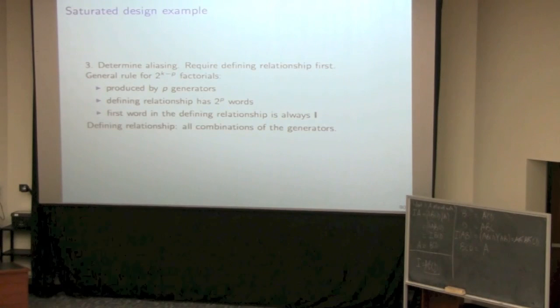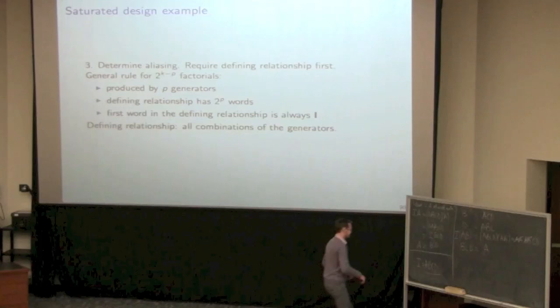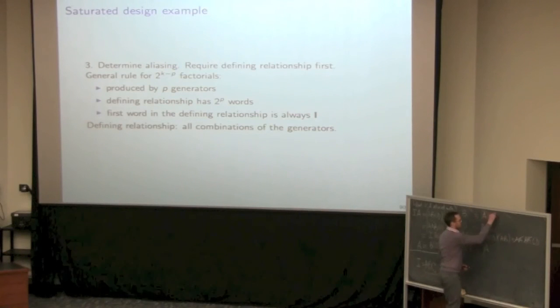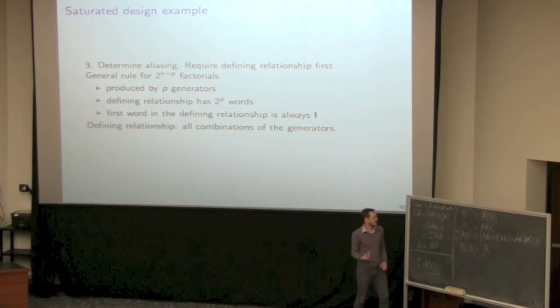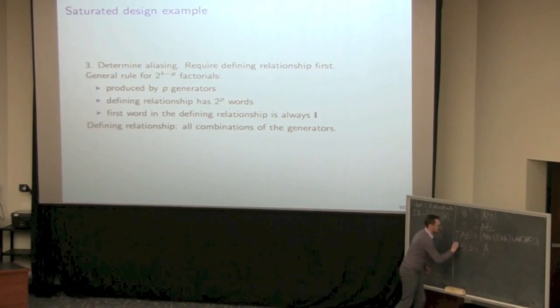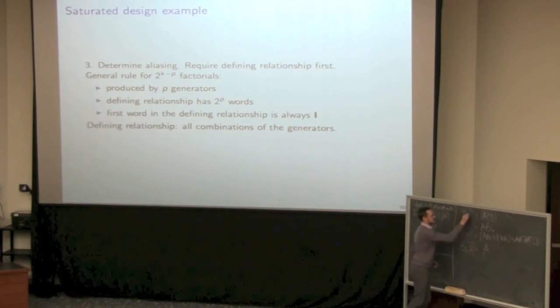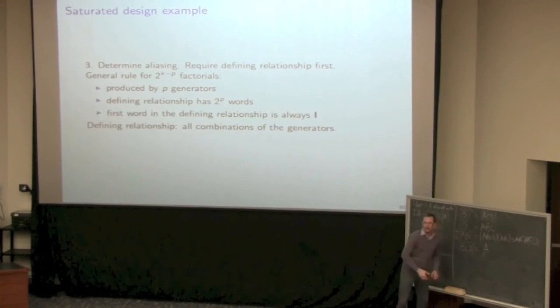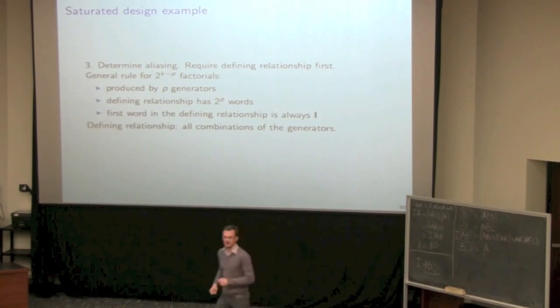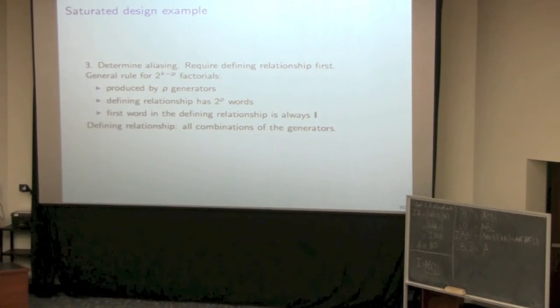There's a new word I'd like to introduce. It's called the word. A word is simply one of these things over here. That's a word. ABC is a word. Any one of these, BCD is a word. AB is a word. D is a word. Any one of these things in between the equal signs we call a word. And the rule is, we'd like to know how many words are in our defining relationship. Well, it totally depends on what that P is.